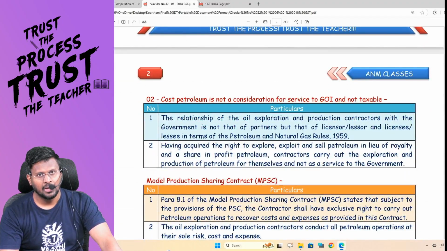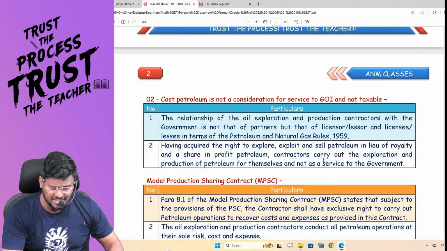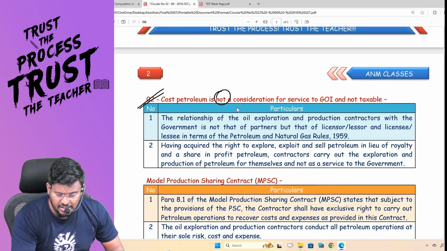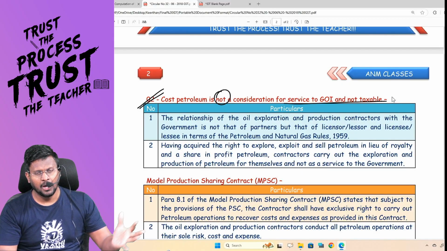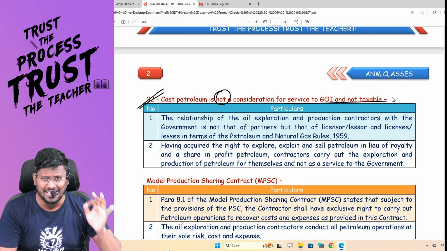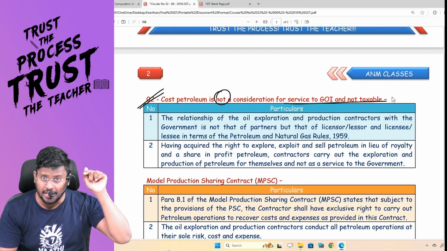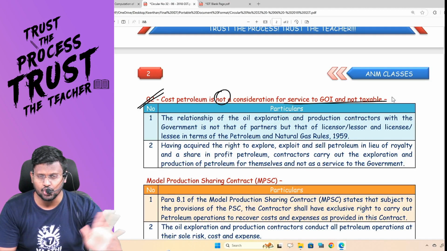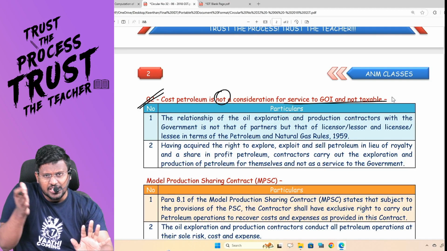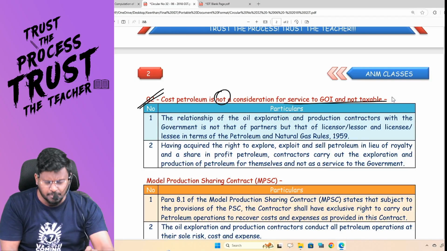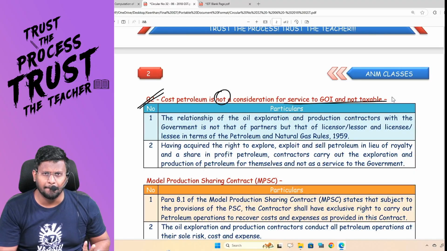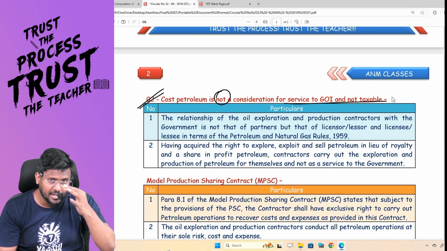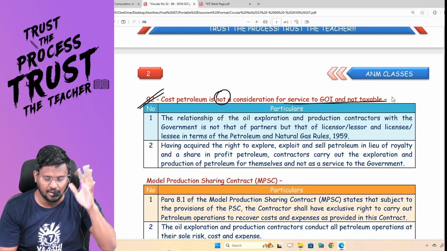Fantastic to the core. Now the next question arises: is cost petroleum a consideration for services to the government, and hence taxable? Cost petroleum is the cost incurred by the OEPC for their own business. It is not a consideration for any services provided by the government. Hence, my dear lovable students, cost petroleum is not a consideration. Hence, it is not liable to tax under RCM.